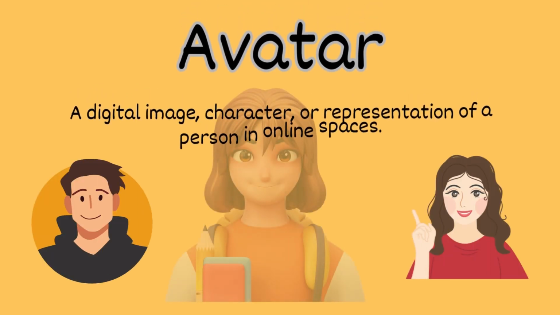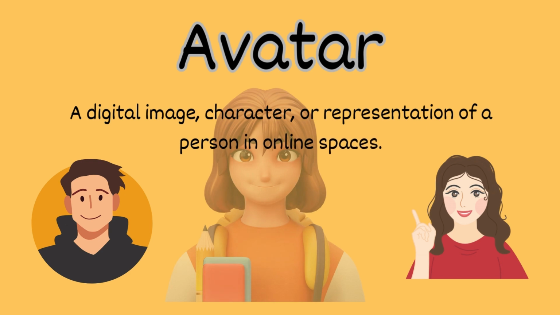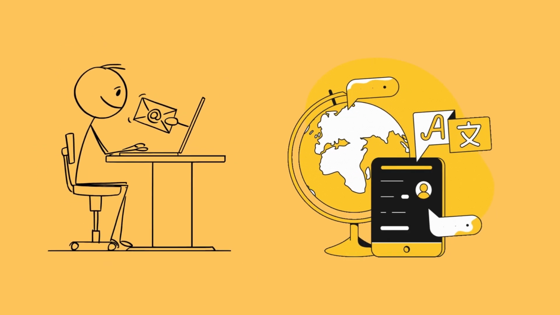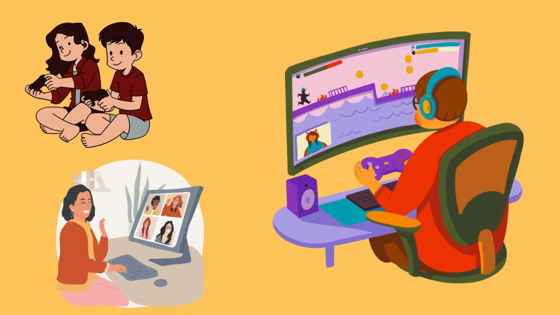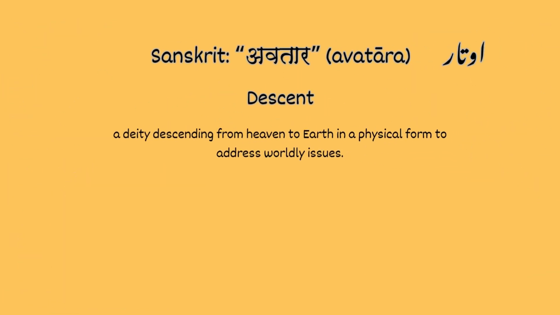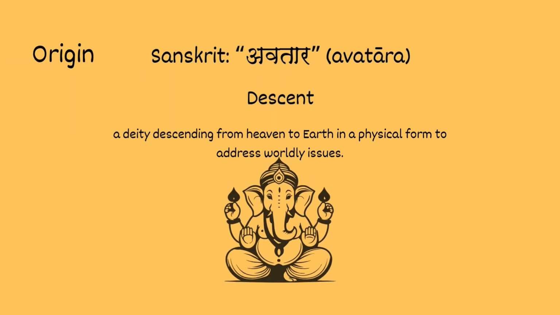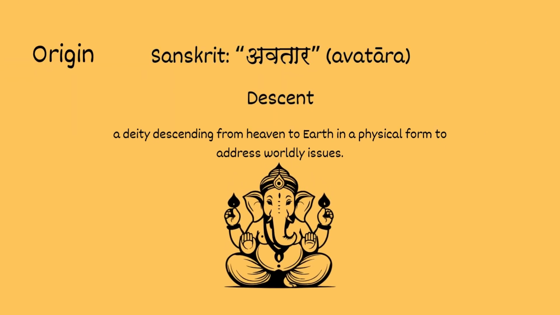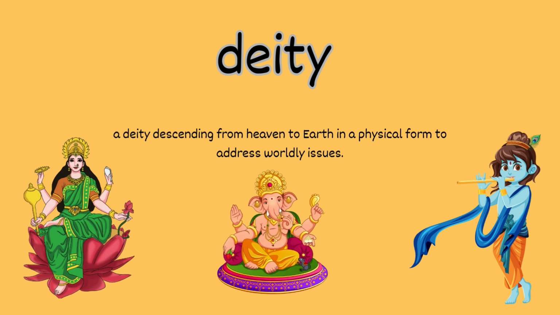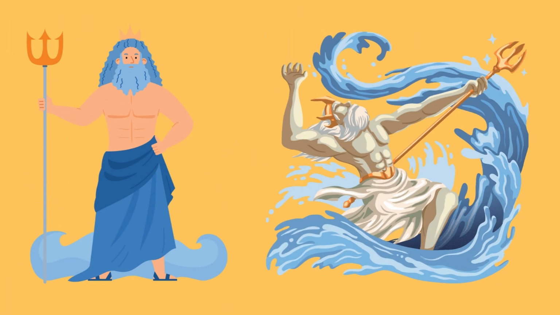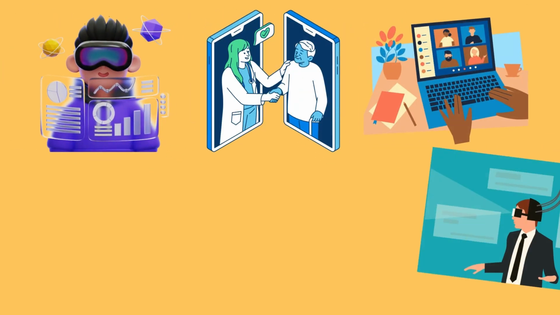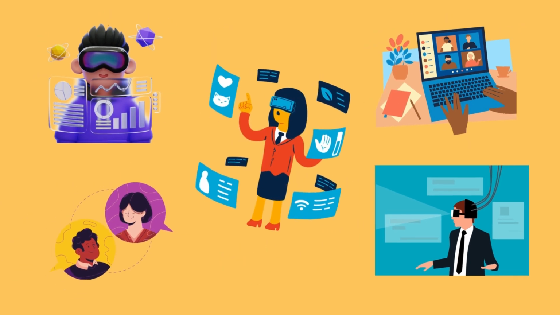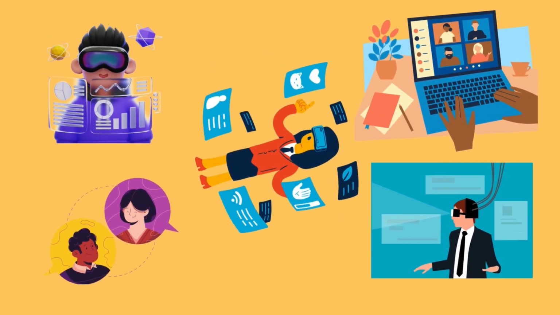Avatar. In English, an avatar refers to a digital image, character, or representation of a person in online spaces, such as video games, social media, or chat rooms. It comes from the Sanskrit word avatara, meaning descent. In Hinduism, this refers to the idea of a deity or god descending from heaven to earth to restore balance and address worldly issues. The word avatar entered English in the 19th century during the colonial period. It now conveys a much more modern virtual identity distinct from its ancient spiritual meaning.